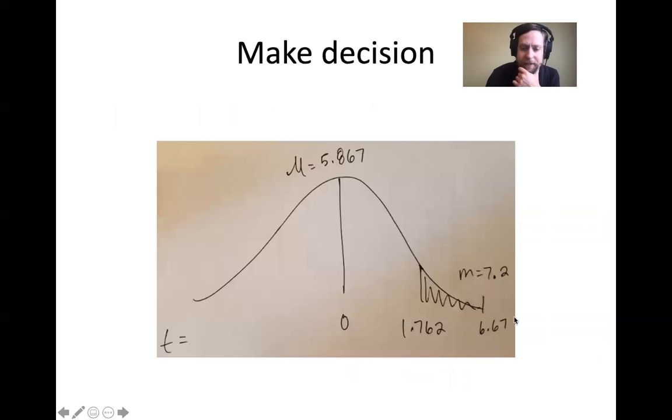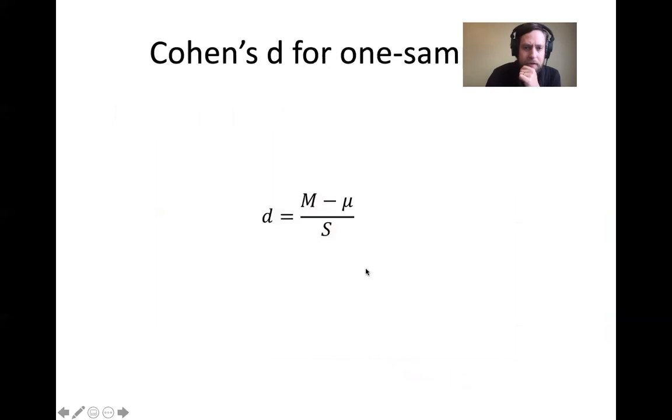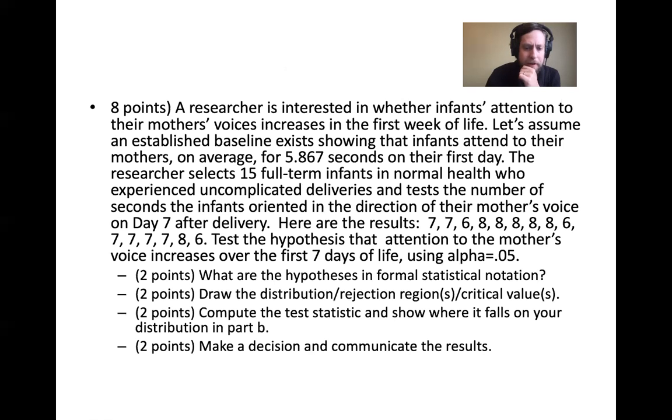But you would see that the t value that we calculated, 6.67, is way over here in this tail. The critical t is 1.762, and 6.67 is clearly bigger than 1.762. So we are way over here in this right tail, and so we would reject the null hypothesis. Going back to our problem here, we make a decision and communicate the results.